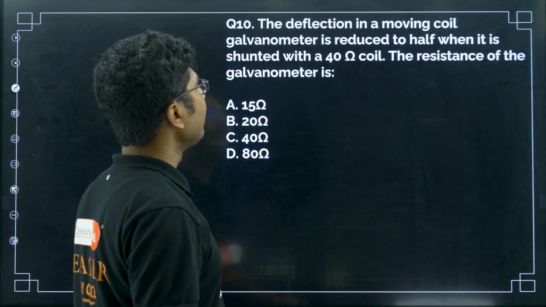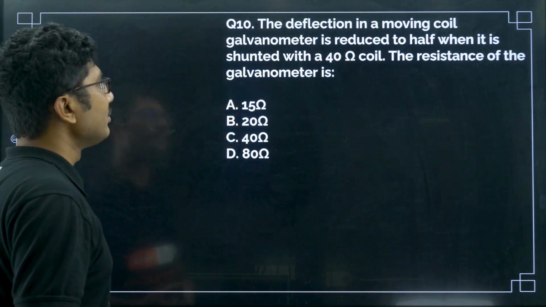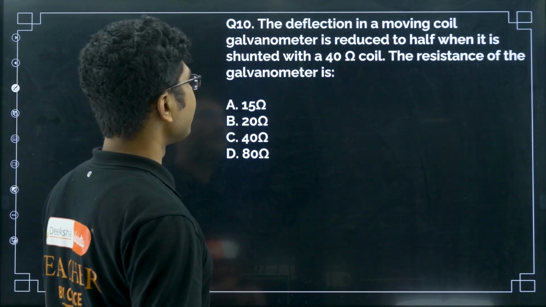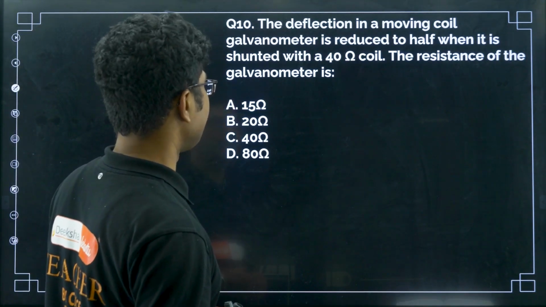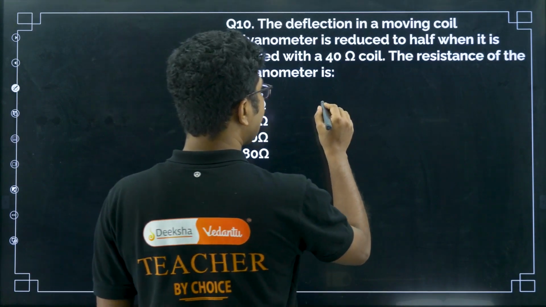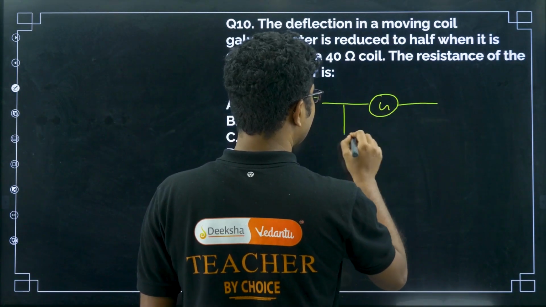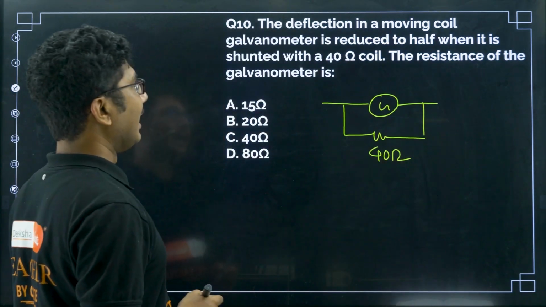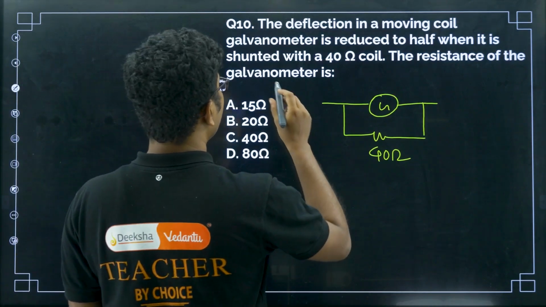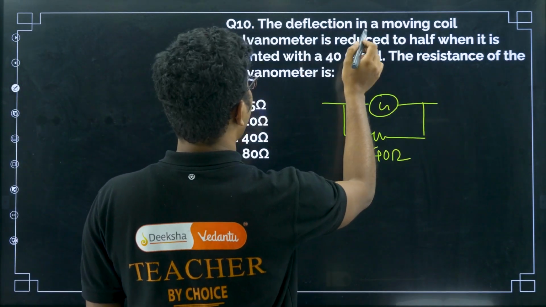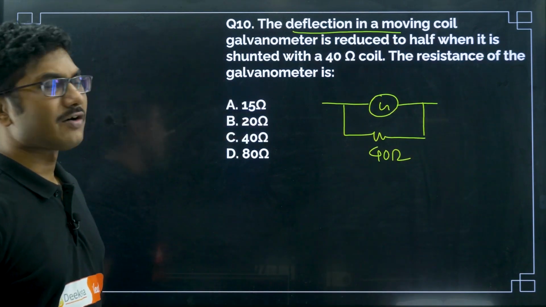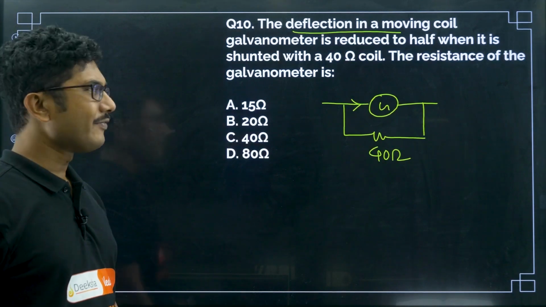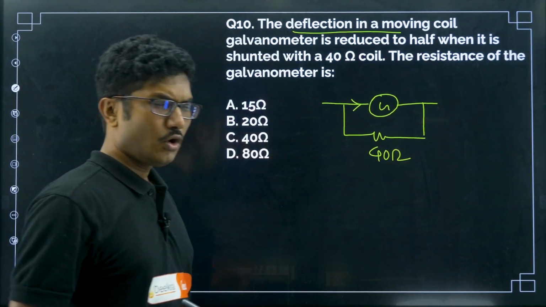Now let's move on. The deflection in a moving coil galvanometer is reduced to half when it is shunted with a 40 ohm coil. The resistance of the galvanometer is, very simple question. Okay. So the galvanometer has a resistance G, and when you shunt it with a resistance of 40 ohm, the deflection is half. Deflection half means the current in the galvanometer is half. Okay, the current in the galvanometer is halved, and you have added 40 ohm resistance.